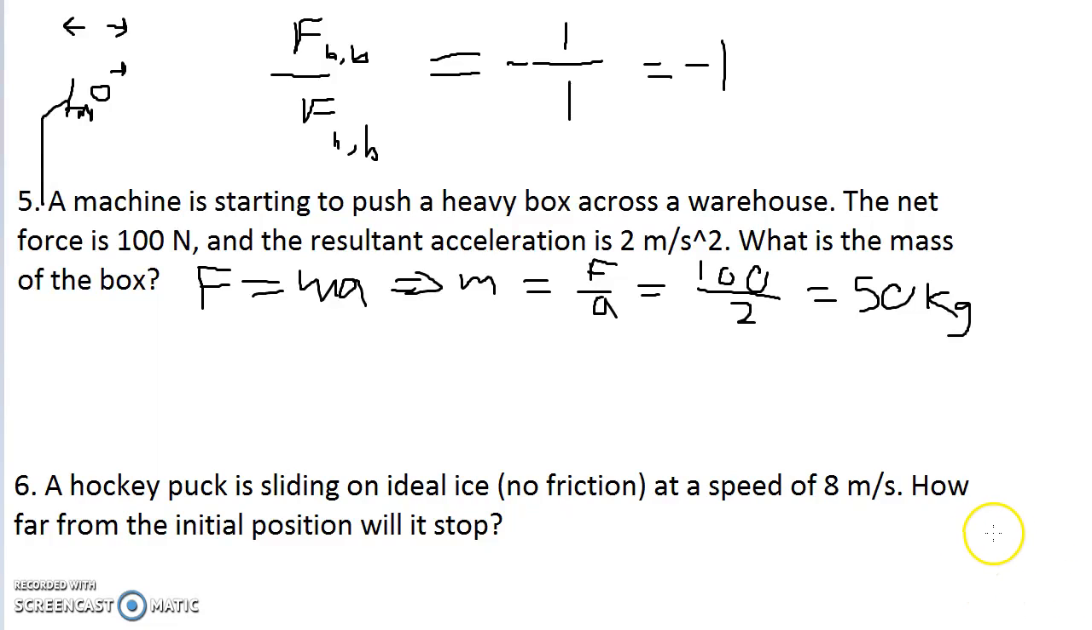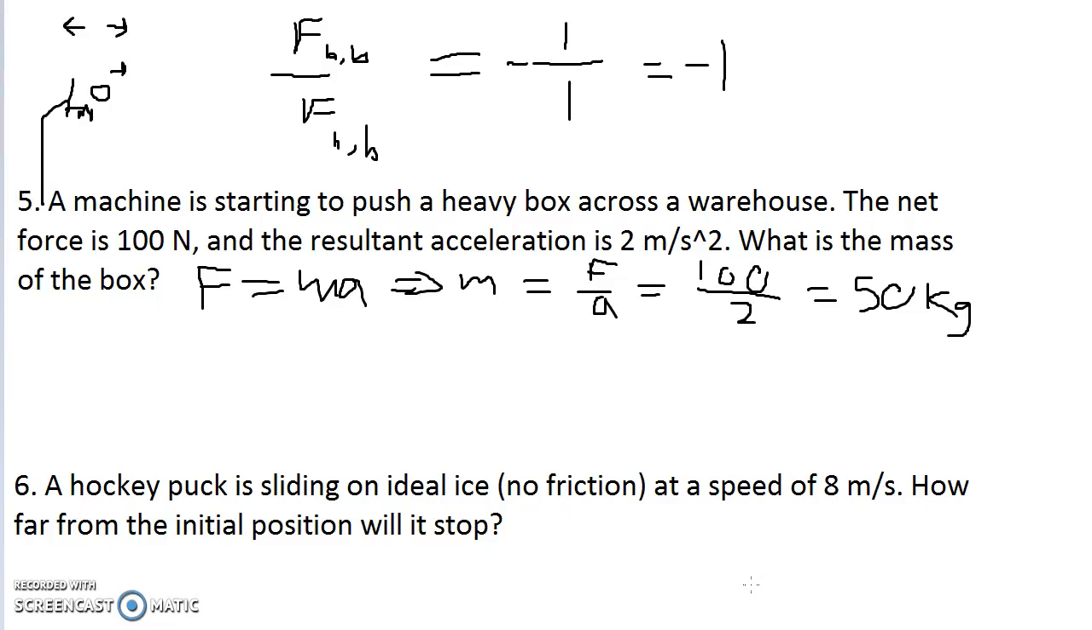And finally, here we have a hockey puck sliding on ideal ice, or it has no friction, at a speed of 8 meters per second. How far from the initial position will it stop? Now this is another one where you might say, okay, well, it looks kind of like a kinematics problem. I know there's one of the formulas that gives position or difference between initial and final position, and I'm pretty sure I can plug everything in, but no, this is very simple.